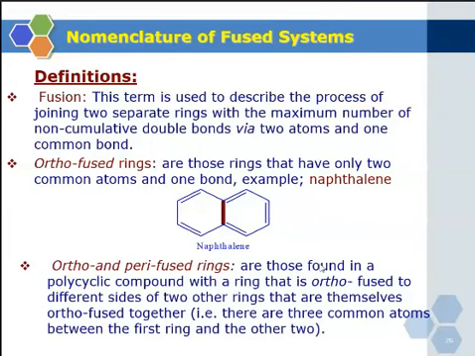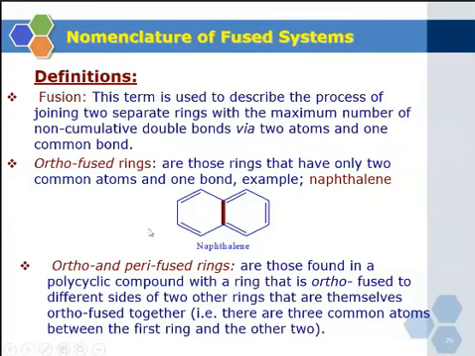However, fusion is a term which is used to describe the process of joining two separate rings with the maximum number of non-cumulative double bonds via 2 atoms and 1 common bond. Here we can see 2 rings are fused, and they are fused in such a way that there is no question of 2 cumulative double bonds. When this fusion takes place we can see there is involvement of 2 atoms and there is 1 bond in common for both the rings.